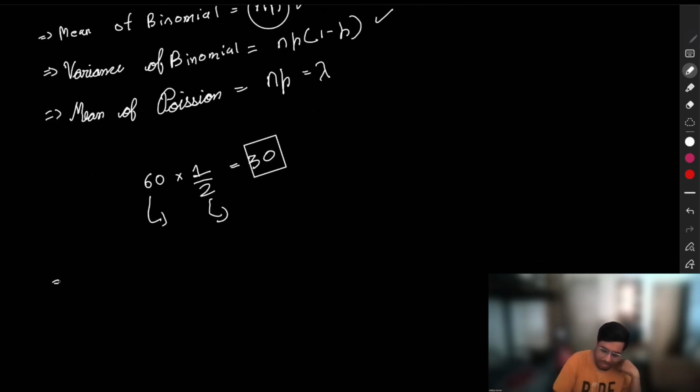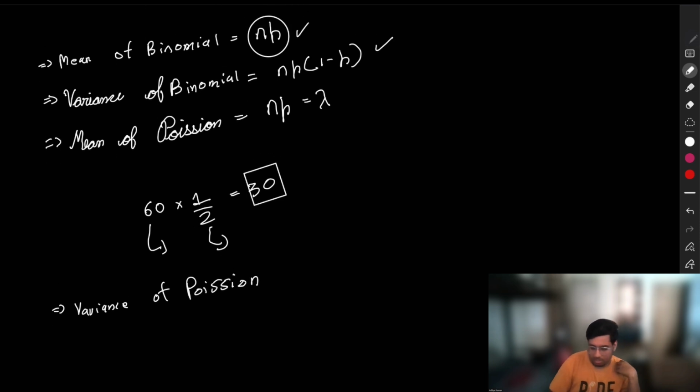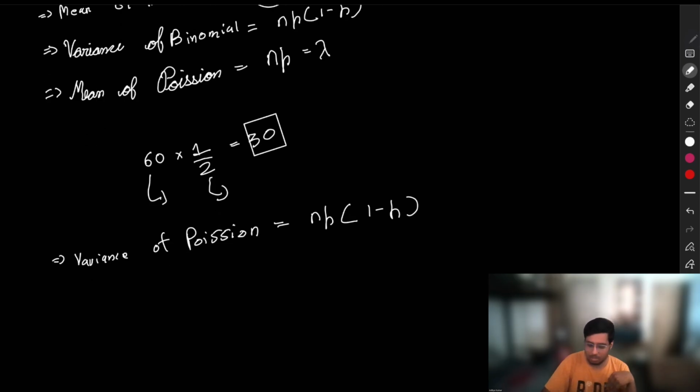Now let's discuss the variance of the Poisson distribution. Variance of Poisson. Okay, the variance of the Poisson will be similar to the variance of binomial, because Poisson is, you can say, an approximation of the binomial theorem. Okay, so np multiplied by 1 minus p. So what was the value of np here? Lambda.